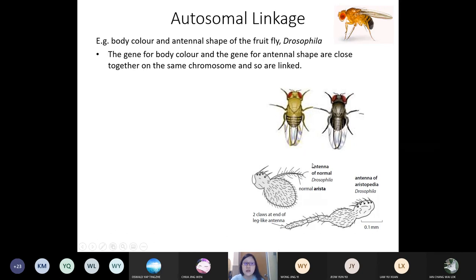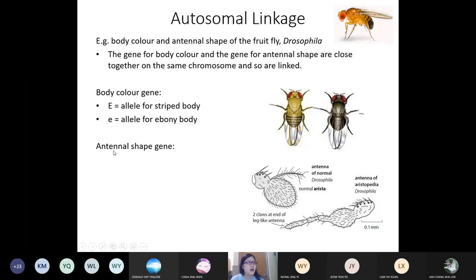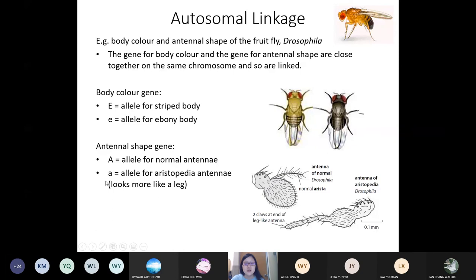These are two linked genes, they're on the same chromosome. The body color gene: the dominant allele is for striped body, the recessive allele is for ebony body. Ebony is like a black body. For the antennal shape gene, the dominant one is for normal antennae, like this. Whereas the recessive one is actually a mutant, which only occurs in the lab, not in real life. It's the allele for Aristopedia antennae.